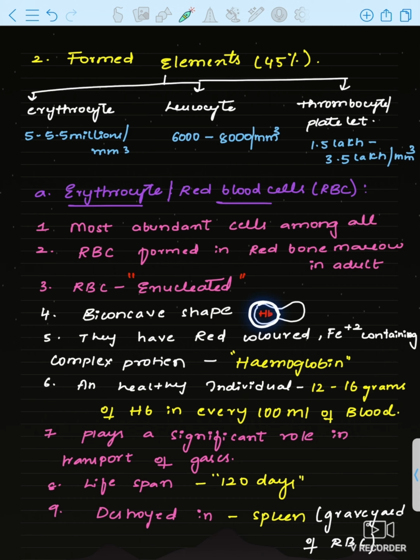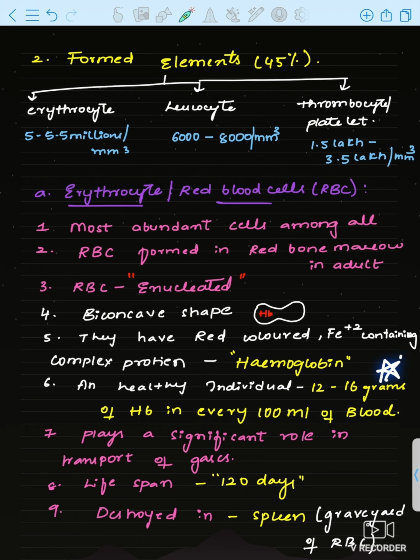And it has hemoglobin, that is red colored hemoglobin. I told you the structure: it has 4 heme parts and 4 globulin chains, and in the heme we find Fe2+ iron. So it is a red colored, iron containing complex protein, that is hemoglobin. In a healthy individual, 12 to 16 grams of hemoglobin should be there in every 100 ml of blood.